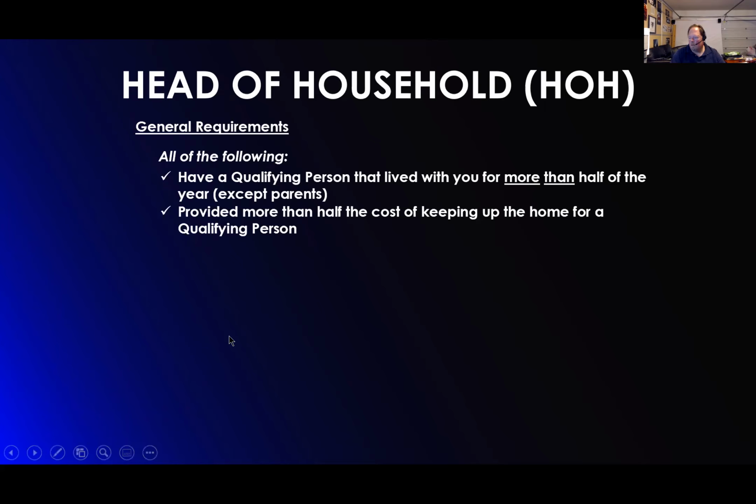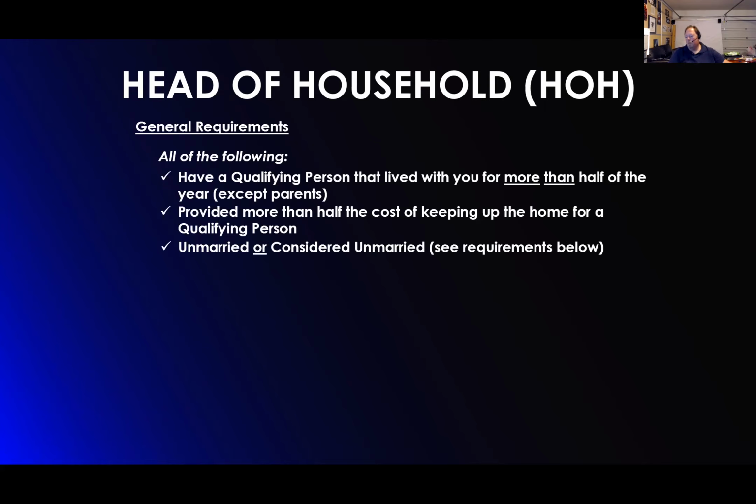You are unmarried or considered unmarried. That is what the person must be. Now, that one is really hard because the person may be disabled. And in that case, there are certain exceptions, but don't worry about that. They must be unmarried or considered unmarried. And that's the important part.